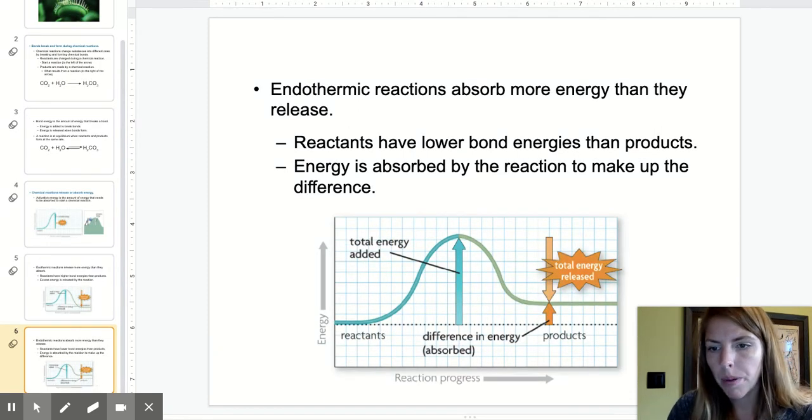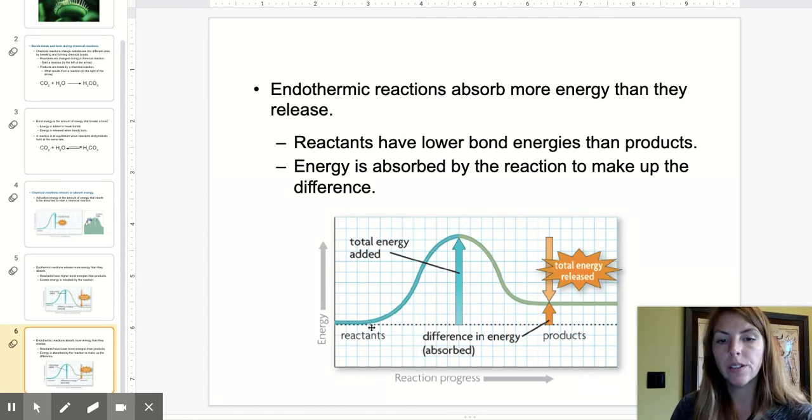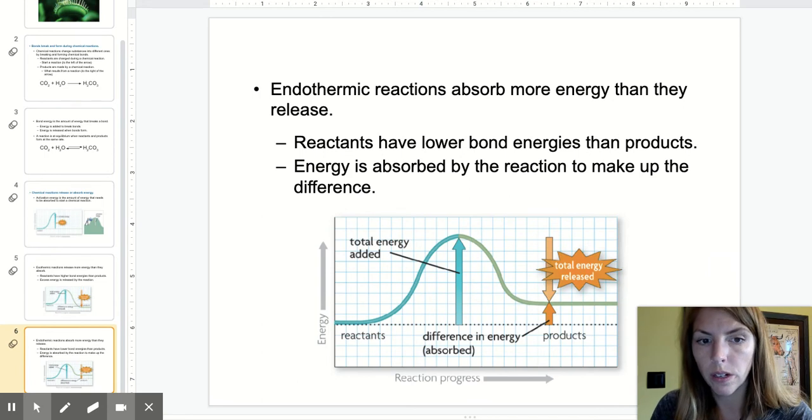The other type of reaction is an endothermic reaction. So here we have our reactants. We're going up, up, up. We're taking our ball, we're pushing it up the hill. We let the ball roll down. Here are our products. But here, if we continue the line across, all the way across from the reactants, the energy in the products is higher, which means energy is stored or absorbed in the reaction.